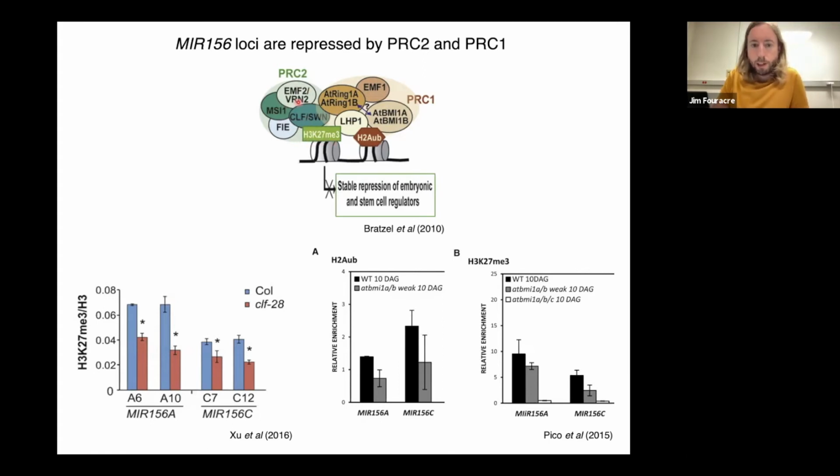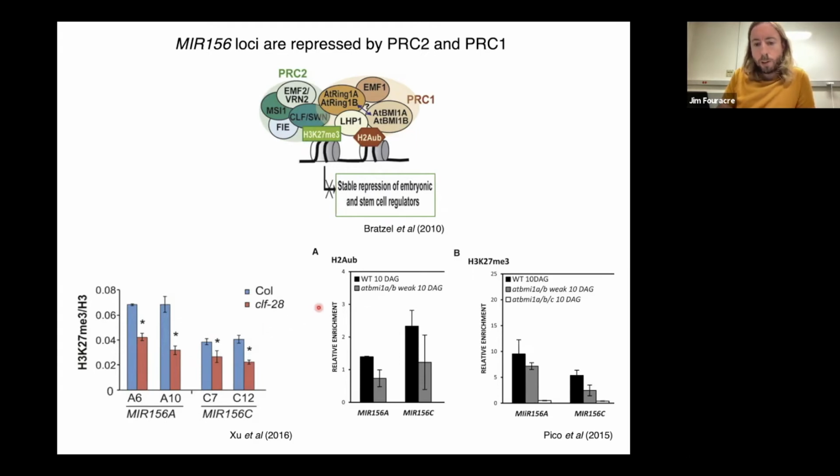So PRC1 and PRC2 are really critical factors in epigenetic silencing, and it looks like they also function in phase change. Loss of the PRC2 component curly leaf, which encodes a methyltransferase, leads to a significant decrease in the deposition of H3K27 trimethylation, and an associated increase in the expression of 156.